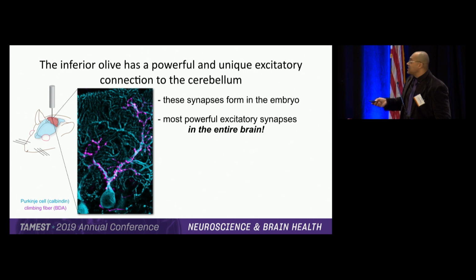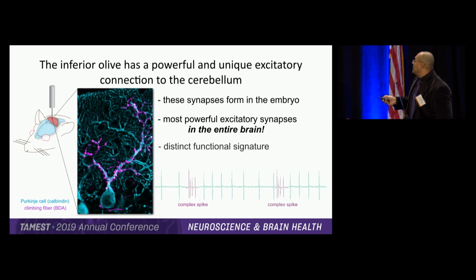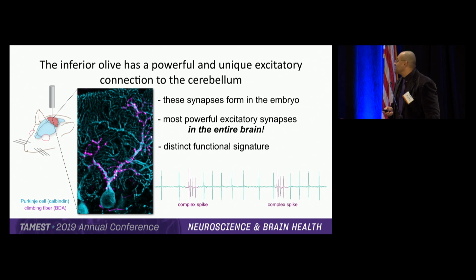Here, you have in magenta one afferent fiber twisted around its target, the Purkinje cell. But on its way, it makes 500 synaptic contacts, making this one of the most powerful, if not the most powerful, excitatory synapse in the entire brain. In addition, it has a functional signature.